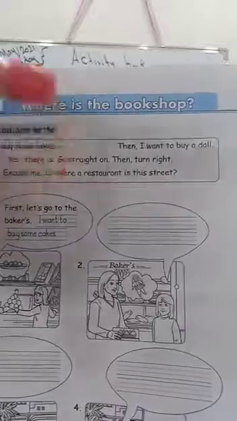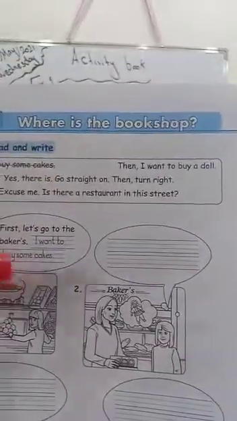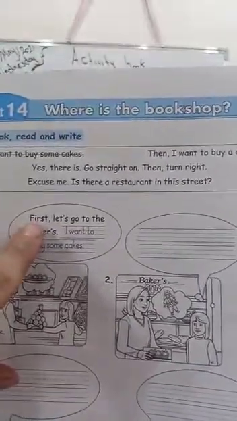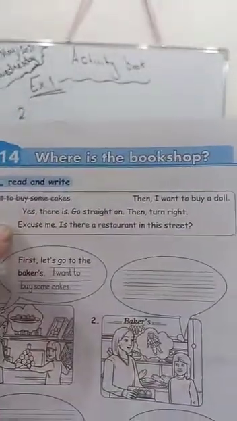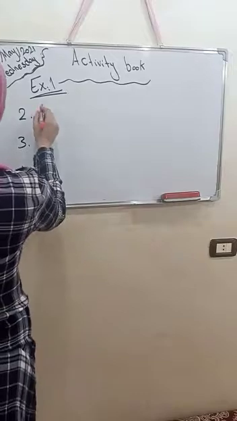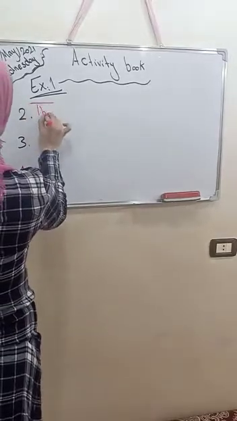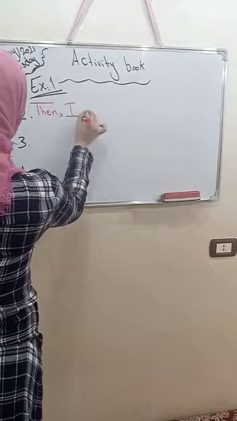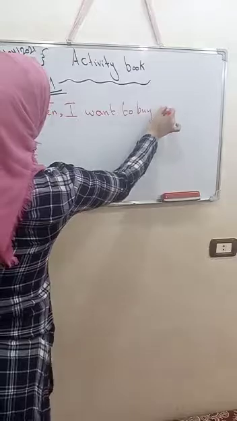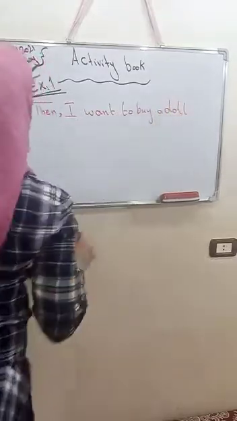Look at picture number 1. First, let's go to the baker's. I want to buy some cakes. First. Okay? This is the first step. The second step is then. Excellent. Then I want to buy a doll. So here you have to write, then, comma, I want to buy a doll. Full stop.